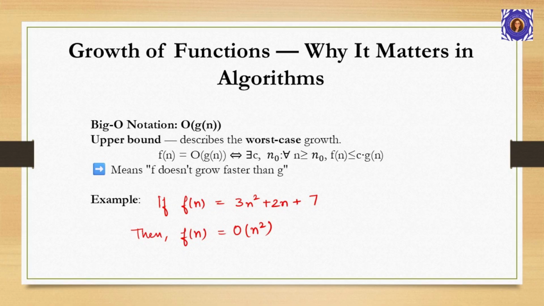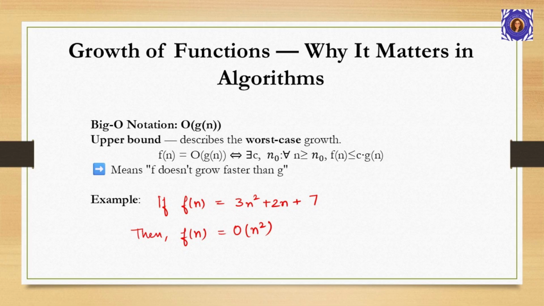We now transition from the theoretical foundations of functions to one of their most practical applications in computer science, analyzing how functions grow. Imagine you've written two algorithms to sort a list of numbers. Algorithm A takes n squared steps for n items, while algorithm B takes n log n steps. For 10 items, the difference is minimal, 100 steps versus about 33 steps. But for 1 million items, algorithm A needs 1 trillion steps, while algorithm B needs only about 20 million steps. That's the difference between running instantly and running for hours.